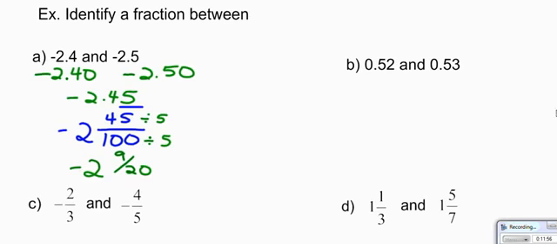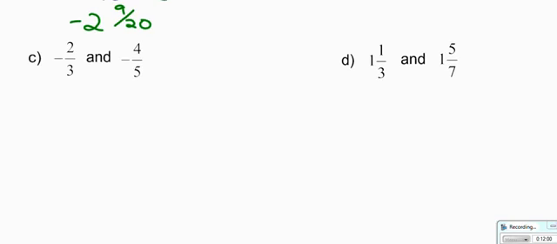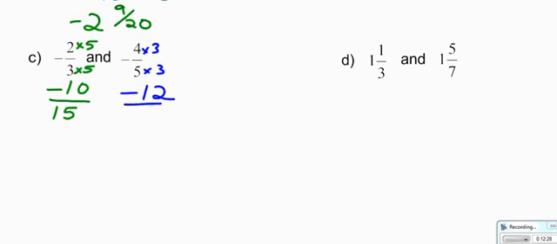Let's look at a fraction example now. So negative 2/3 and negative 4/5. In order to find a fraction that's in between them, we need to have our fractions in a common denominator. So again, I could look at multiples of 3 and multiples of 5, or I can do the quick cheat way and multiply the first fraction by 5 and get negative 10 over 15, and multiply the second fraction by 3 and get negative 12 over 15.